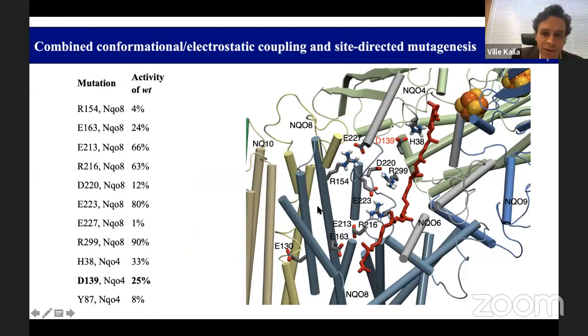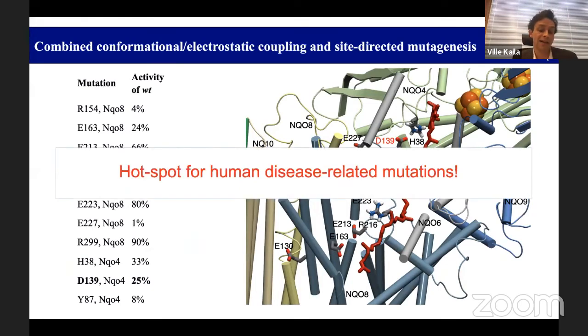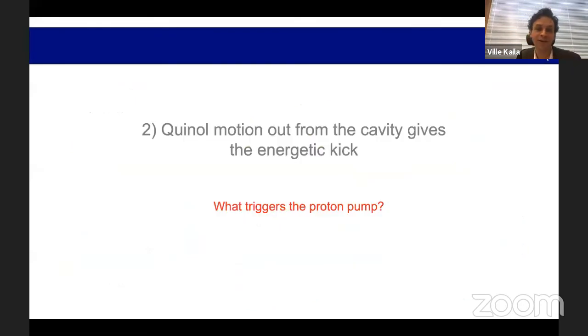And what's quite interesting is that if you look at the other residues involved in this charge communication, many have a very big effect on the activity. And this is also seen to be a hotspot for human disease-related mutations.